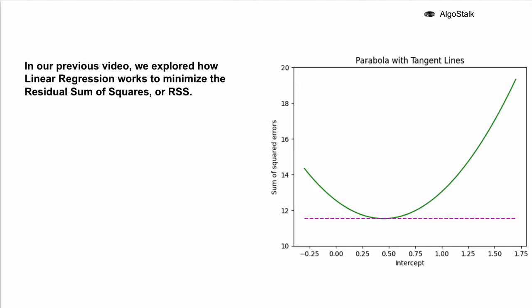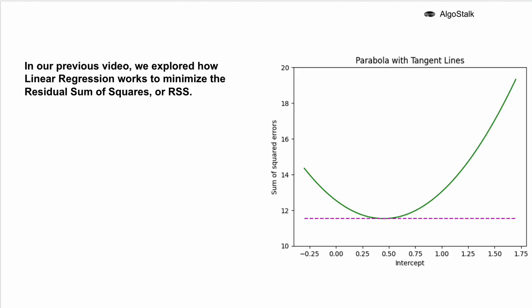In our previous video, we took a deep dive into how linear regression works to minimize the residual sum of squares, or RSS. That's just a fancy way of saying it tries to make the difference between our predictions and the actual data as small as possible.